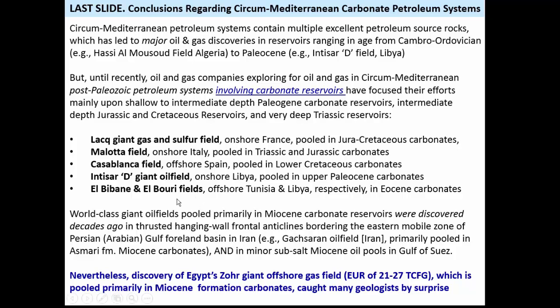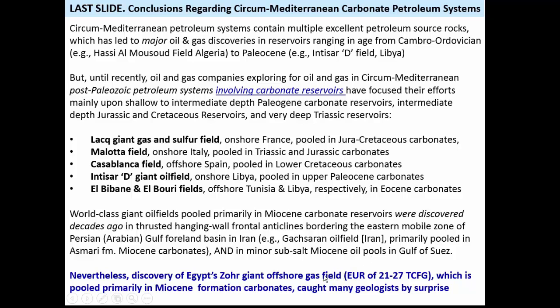Okay. World-class giant oil fields pooled primarily in Miocene carbonate reservoirs were discovered decades ago in thrusted hanging wall anticlines bordering the eastern mobile zone of the Persian Gulf Foreland Basin in Iran. Gachsaran oil field, that's like an 8 or 9 billion barrel field. Good example of that. Pooled in Asmari Formation Miocene carbonates, and minor subsalt Miocene oils in the Gulf of Suez. But you also have some Miocene oil I believe in onshore southern Italy.